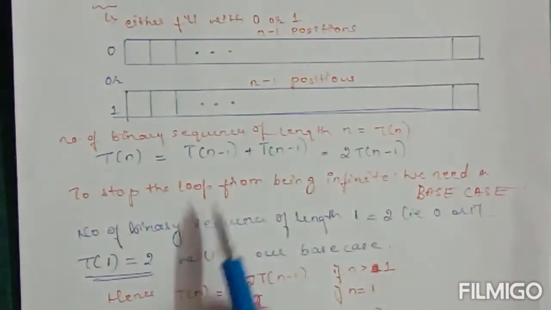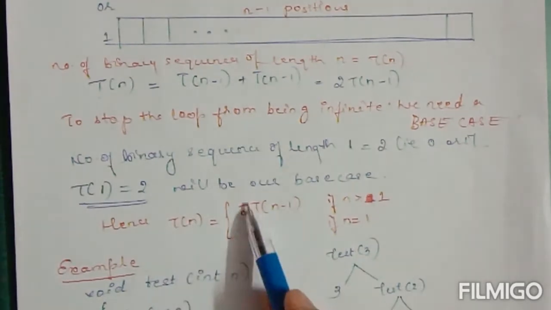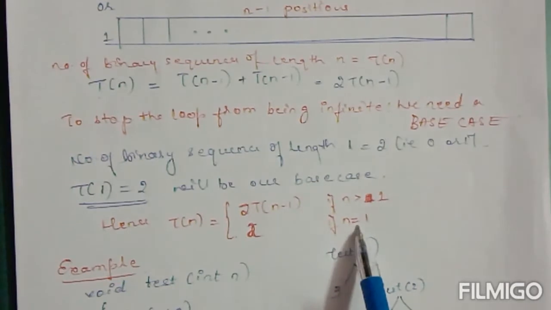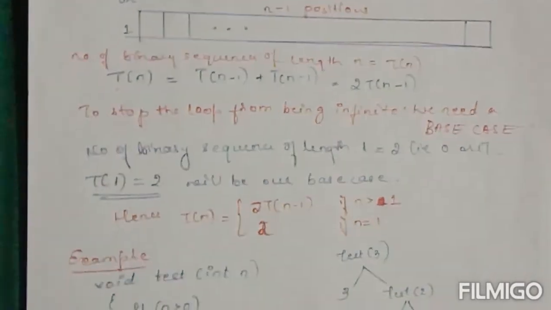Hence I can write this particular problem in a recursive way like this, that is T of n is 2 times T of n minus 1 if n is greater than 1, and when n becomes equal to 1, T of n is 2. So another problem we'll see.